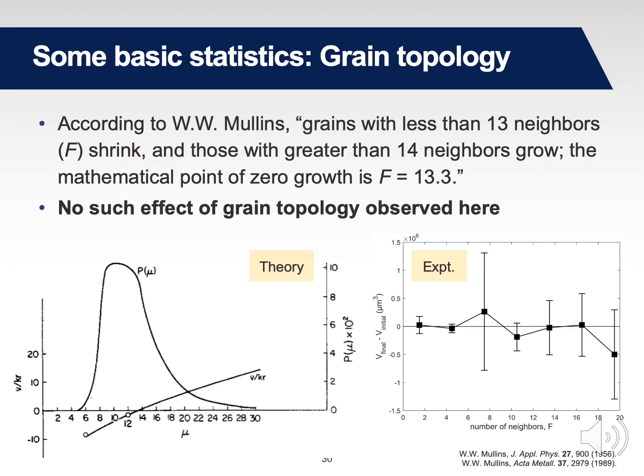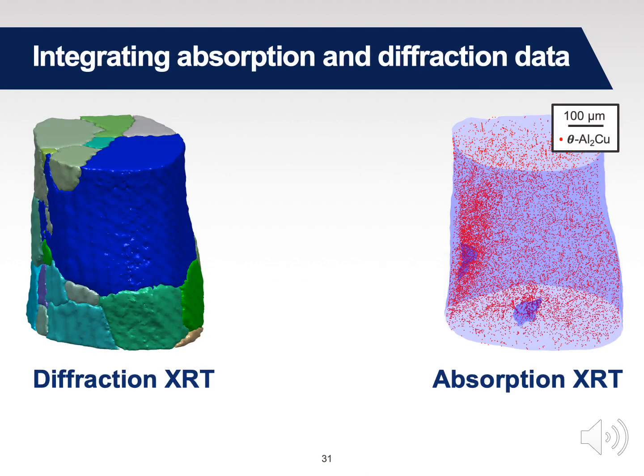And so these are all, of course, intrinsic factors: grain size, grain topology. There is also, of course, the influence of the theta phase particles, which we also capture. So what is the influence of the external particle cloud? And so here we turn to not the diffraction tomography dataset, but the absorption-based dataset, which shows here the distribution of the theta phase particles. Here we're only showing the centroid positions for clarity.